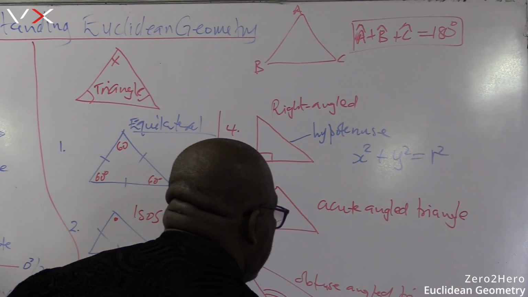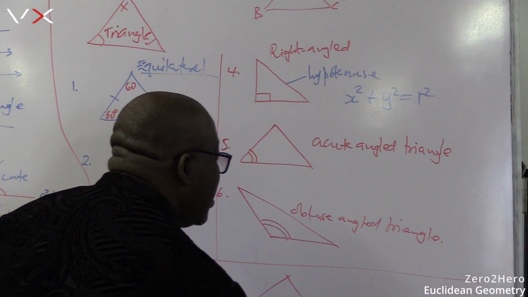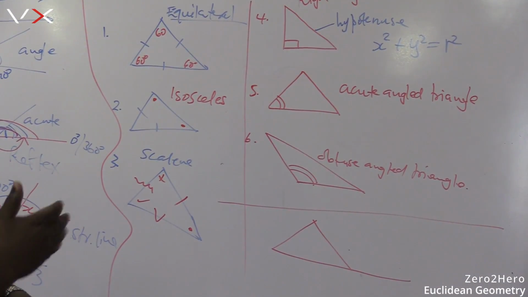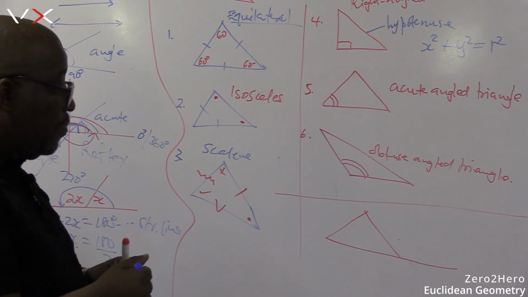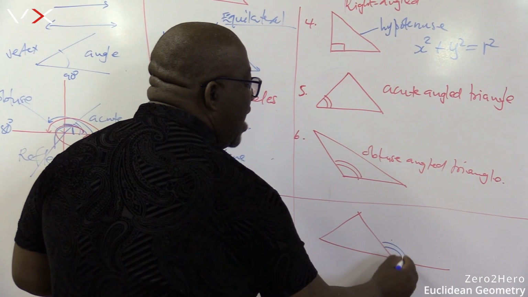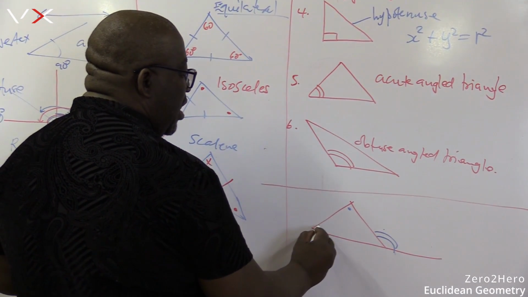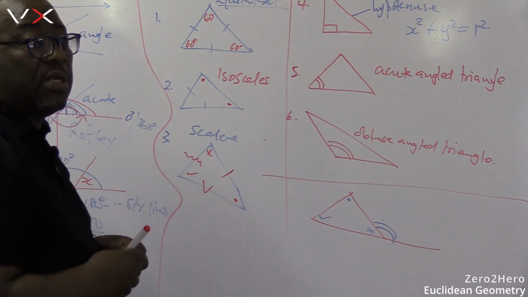Look here. If I have a triangle like this one, and I've got an exterior angle, this comes up a number of times in your exams. Even at the end of this year, you will have a theorem that will require you to understand this theorem. This angle is called the exterior angle. This is the triangle. Inside here we've got interior angles. This one is the exterior angle.